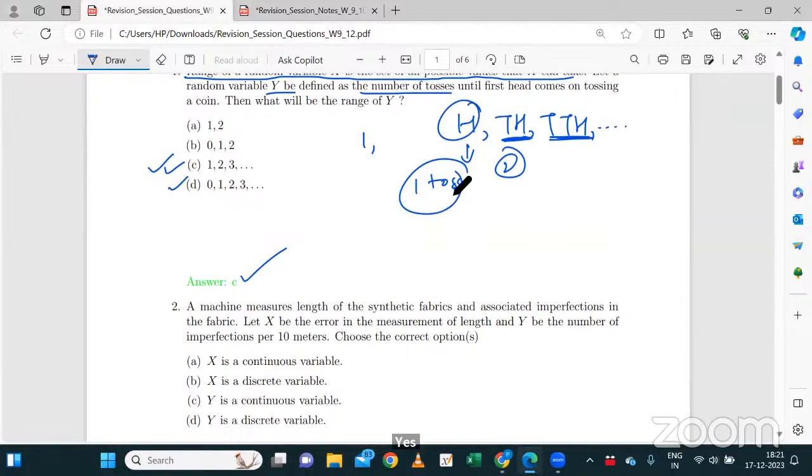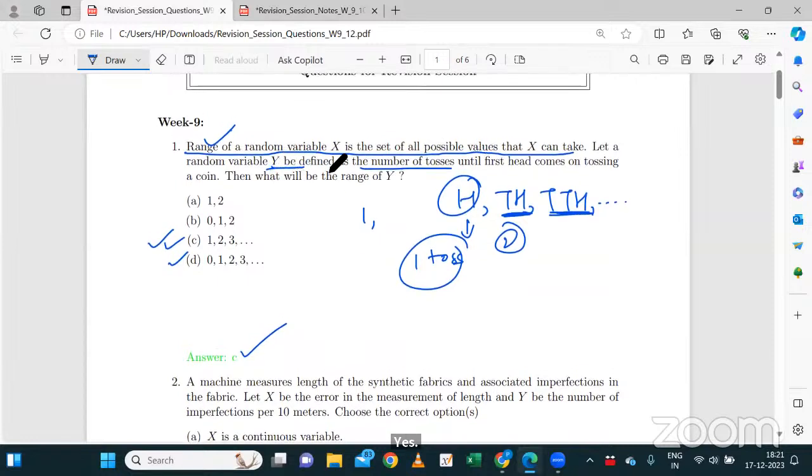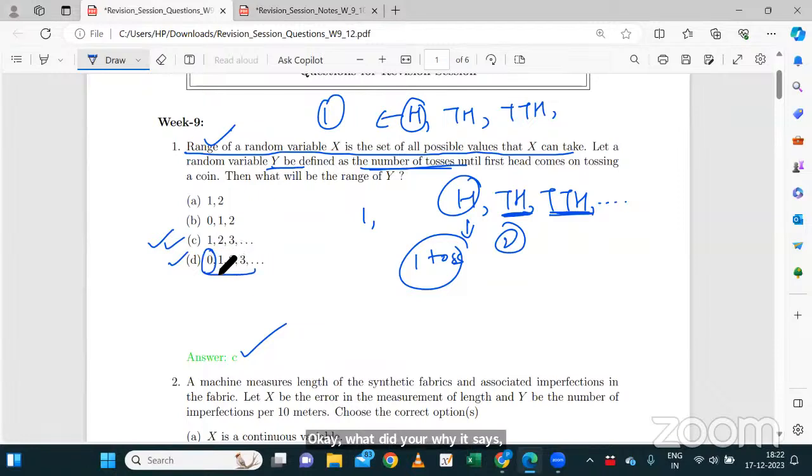I have not understood this, sir. Okay, what is your y? It says y is the number of tosses required until the first head comes. So what will the sample space be to get the first head? It can be H, TH, TTH, right? To get this, you need to toss at least once. Can you say you are not tossing a coin and you are getting a head? No, that's not possible. It's a number of tosses.